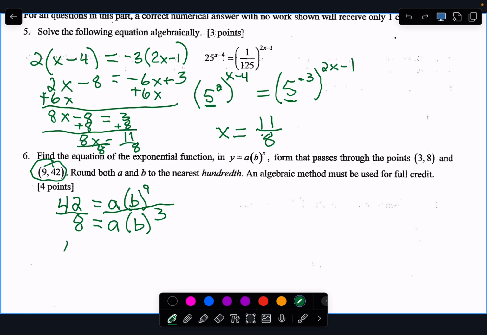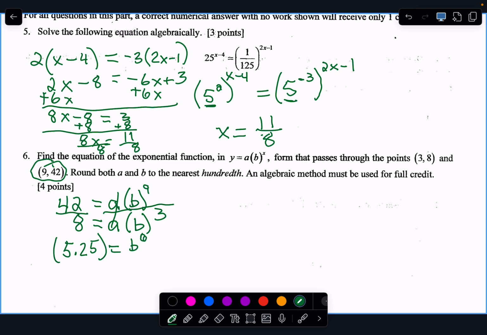All right, this is 5.25 is equal to, the a's cancel out, and then it's 9 minus 3. A lot of people, when we were walking around the other day, divided those. Don't divide those. You subtract when you're dividing the same bases with exponents. So this is b to the 6th, right?